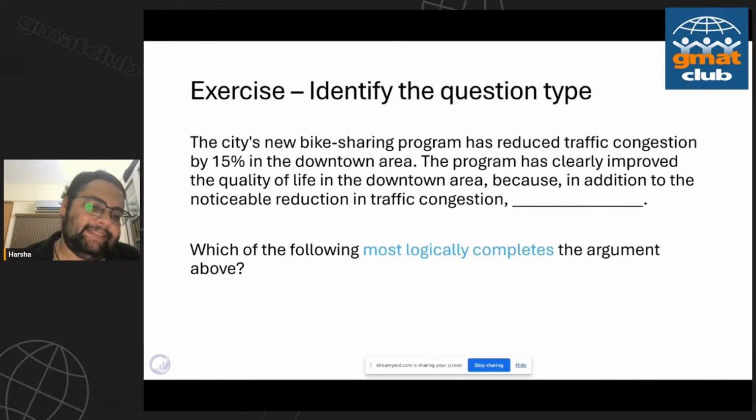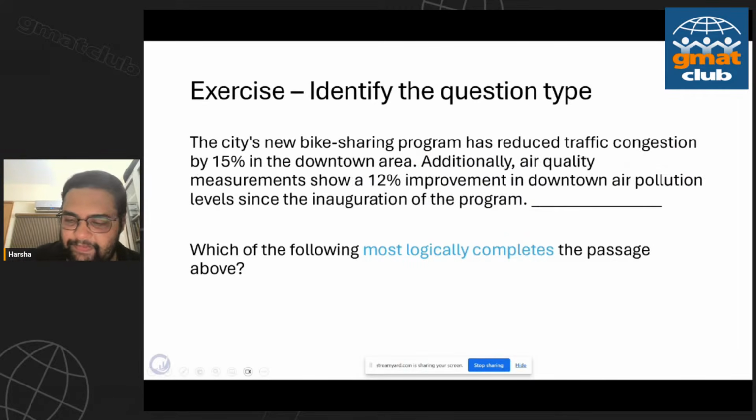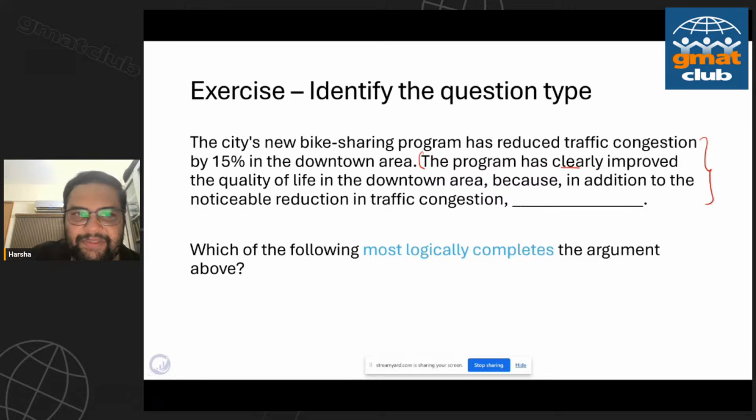It's actually more of a strengthen question than anything else, because what you'll see here is, again, this is actually an argument in disguise. I've given you a very clear conclusion. The clue is in that word clearly as well. So what am I giving you? The city's new bike sharing program has reduced traffic congestion by 15% in the downtown area. The program has clearly improved the quality of life in the downtown area.